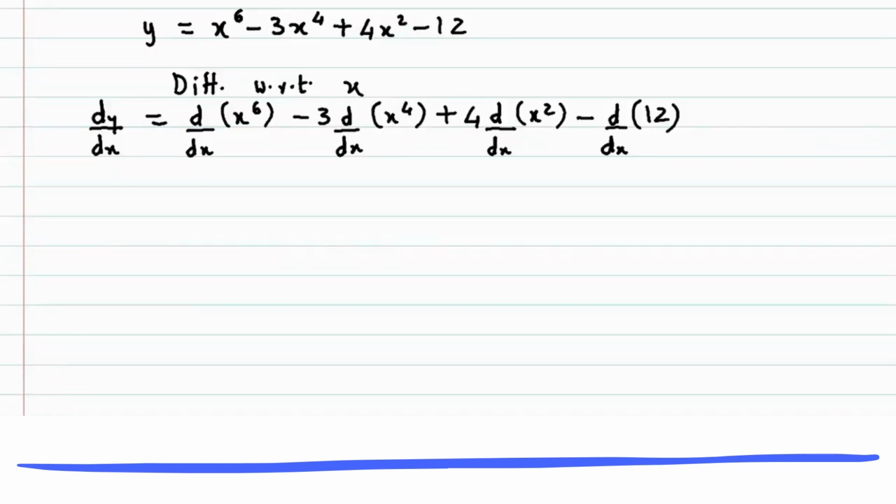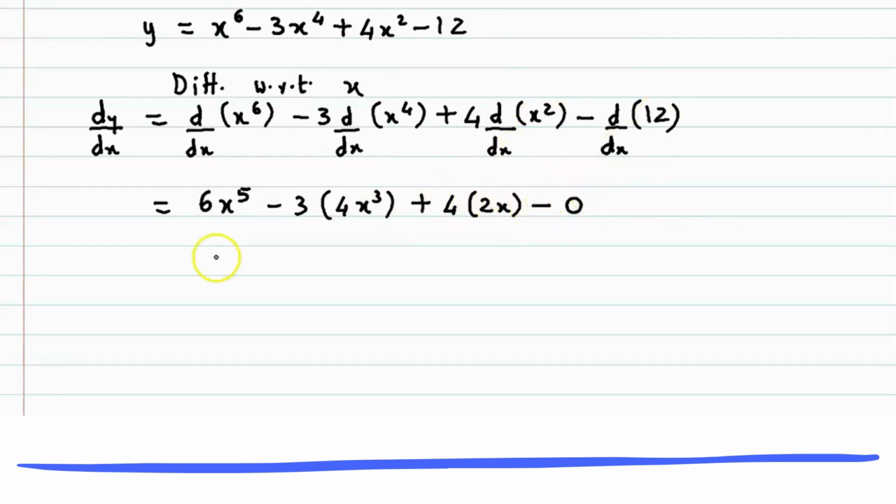Now using the rules for differentiation, the derivative of x raised to 6 is 6 times x raised to 5, minus 3 into the derivative of x raised to 4, which is 4 times x cube, plus 4 times the derivative of x square, which is 2x, minus the derivative of the constant term, which is 0. So finally the answer is 6 times x raised to 5, now minus 3 into 4, so that's minus 12 x cube, plus 4 into 2x, that is 8x.